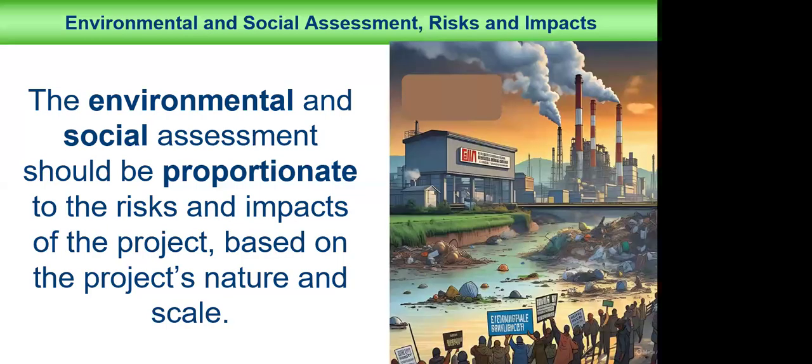the environmental and social assessment needs to be proportionate to the risks and impacts of the project, and it should be based on the project's nature and scale. So if you're going to carry out both the environmental and social assessment, you have to consider the level of risk and the level of impact of the project. That is to say there's a scale. A project is either going to be high impact or low impact. We'll soon see how the World Bank rates projects in terms of impact. This is very important because it determines the management or mitigation measures that can be put in place when the assessment is done.